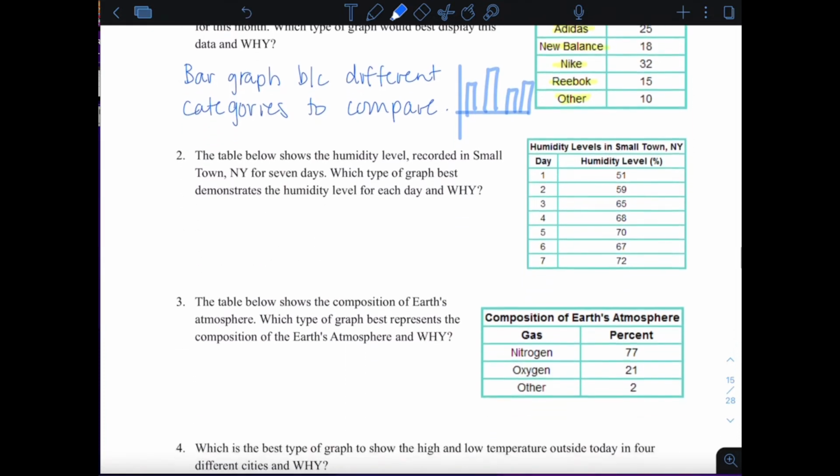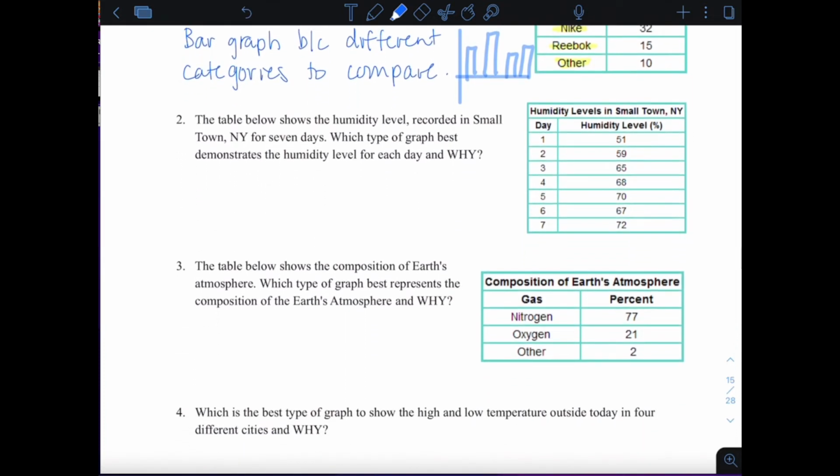Okay? The table to the right shows the humidity level recorded in a small town for 7 days. Which type of graph best demonstrates humidity level and why? I think here it's pretty clear to see that a line graph would do this because it changes over time. So we want to be able to see something like this.